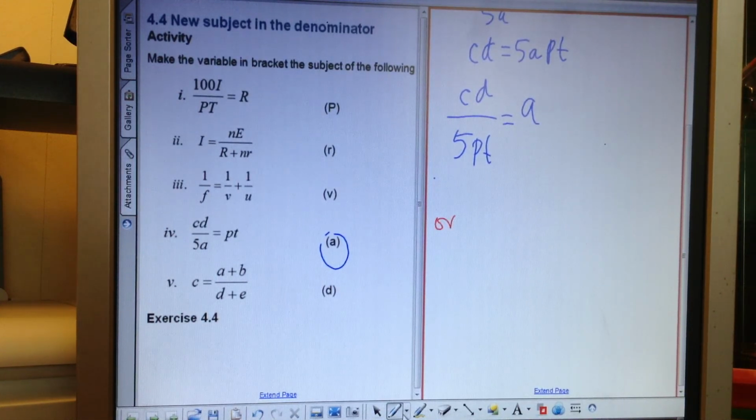Or I have CD over 5, basically that is the only way.